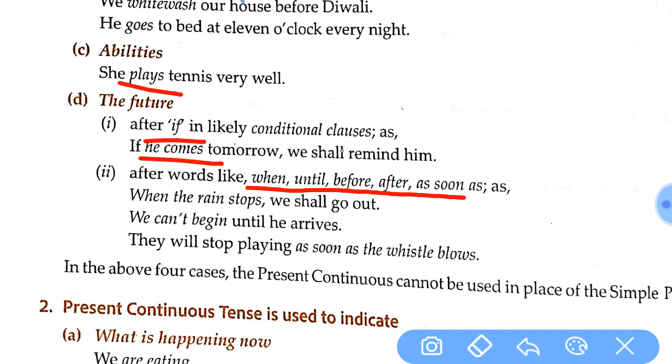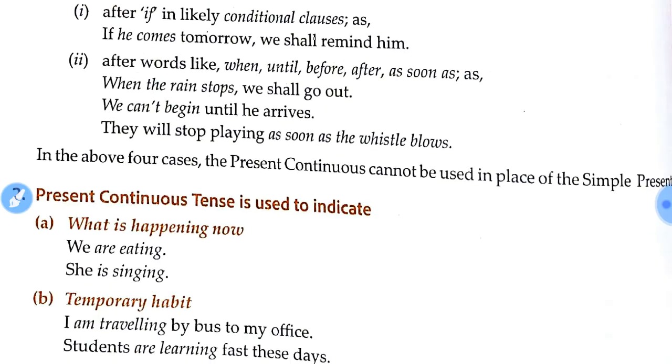Look at: when the rain stops. We can't begin until he arrives. They will stop playing as soon as the whistle blows. See, all these are simple present. So in conditional clauses, the first part is in simple present. So let's see the next one.